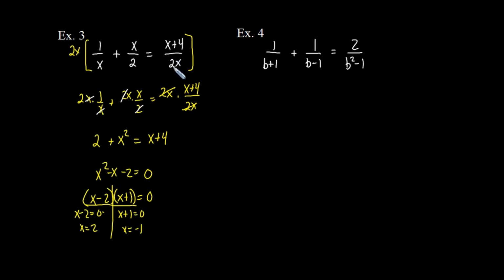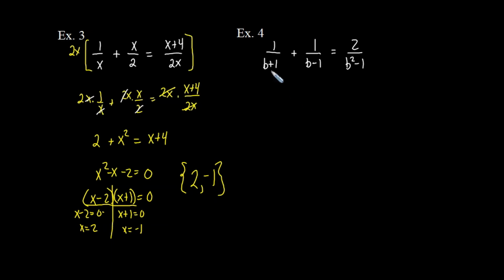Our excluded value is 0 here, so that is not one of our solutions, but you can go through and check that if you want to. You can get 1/2 plus 1 is equal to, that's 1.5, and then you plug in here 6/4, which is also 1.5. Do something very similar with negative 1. So our solutions to this problem will be 2 and negative 1.